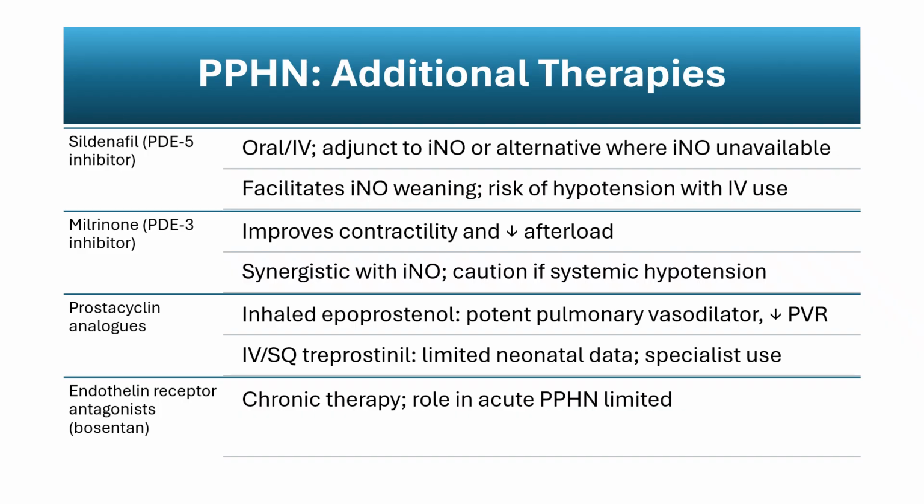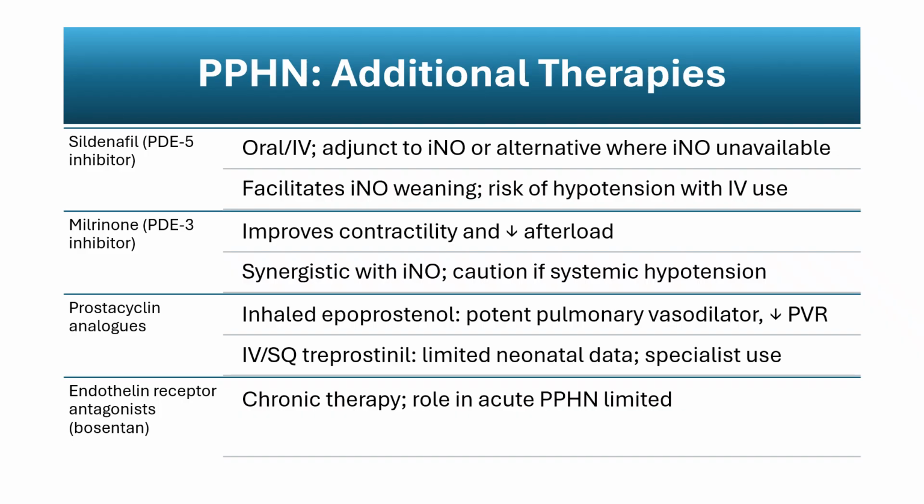Milrinone, a phosphodiesterase 3 inhibitor, improves myocardial contractility while reducing pulmonary vascular resistance. It acts as an inodilator, improving right and left ventricular output, and is often used in combination with INO in infants with myocardial dysfunction or refractory pulmonary hypertension.